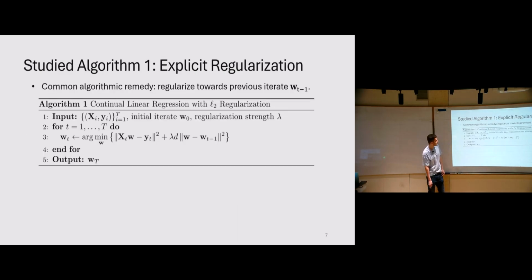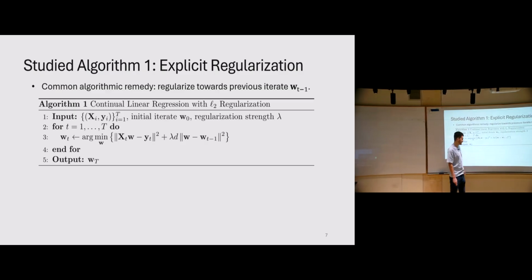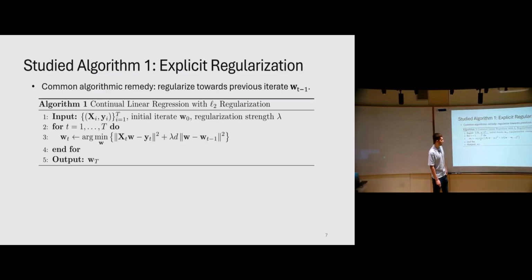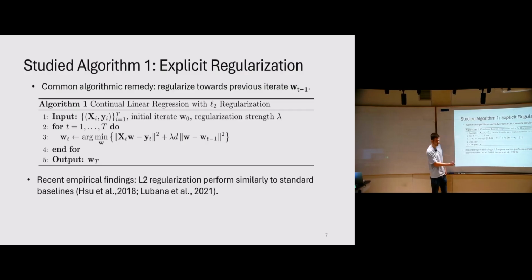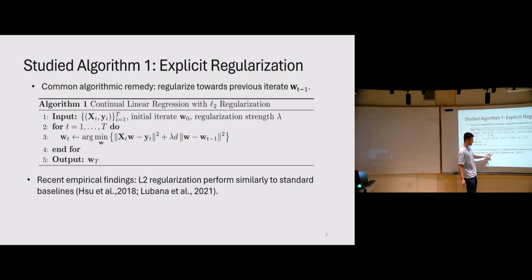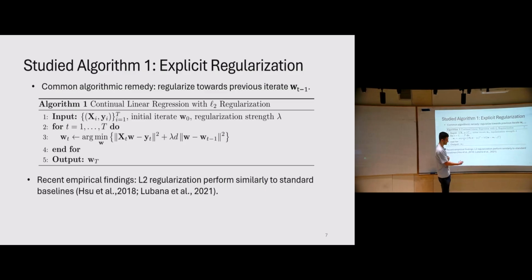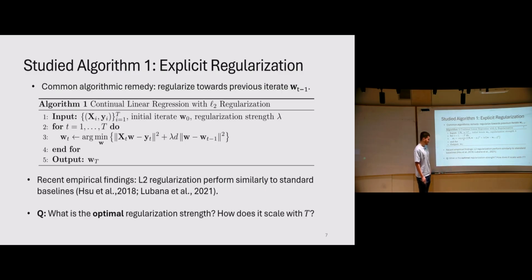So let's start. We first studied the first scheme, which is continual linear regression with delta regularization, in which we aim to minimize the mean squared error plus some regularization towards the last iteration. While this idea may look very simple, since the entire regularization is governed by a single parameter, lambda, recent empirical works found that it works very well compared to standard baselines in continual learning, which is kind of surprising, right?